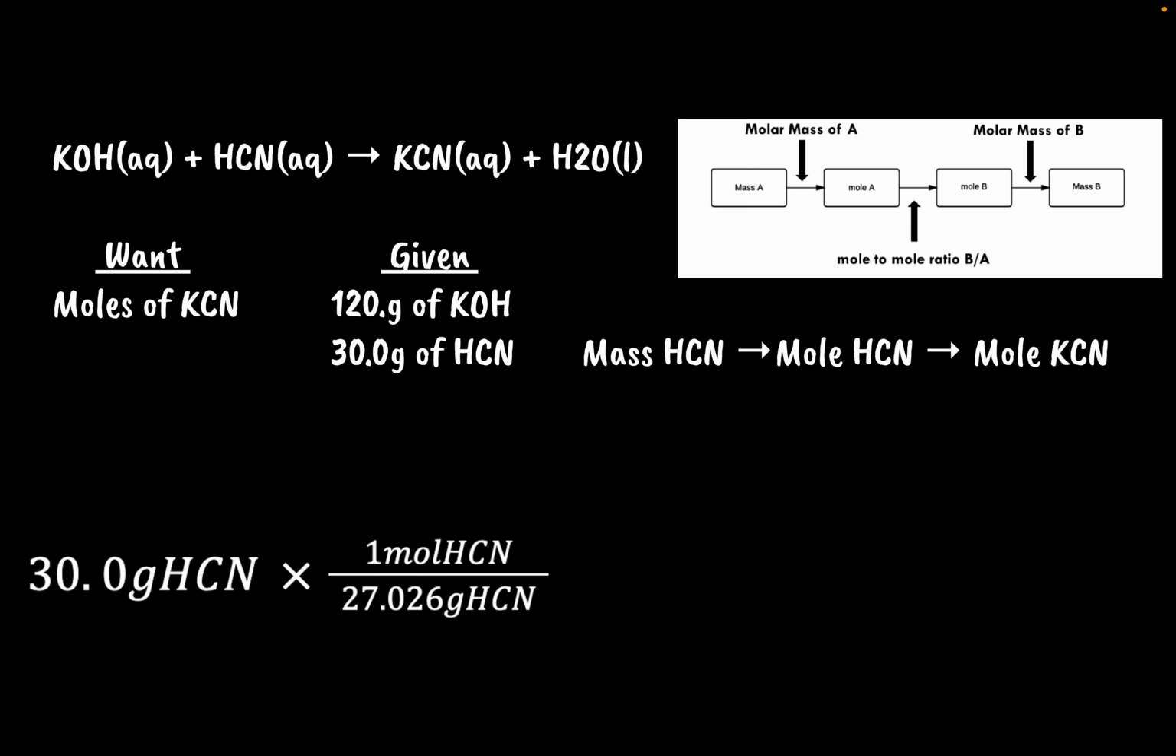Okay, so now we are dealing with the mass of HCN, and the next step of our map is to convert it to moles. So following the process and knowing the molar mass, which is 27.026 grams, the equation would start like this. But now we need to convert it to the moles of KCN, which needs the mole to mole ratio. By using the process we learned with the subscripts and looking at the balance equation, the equation would be 1 over 1.